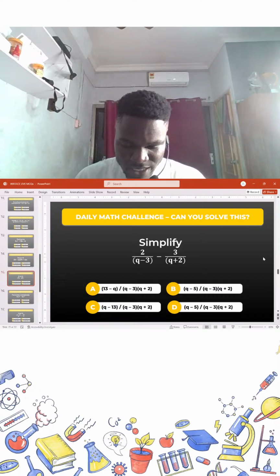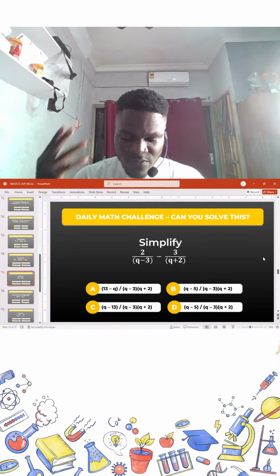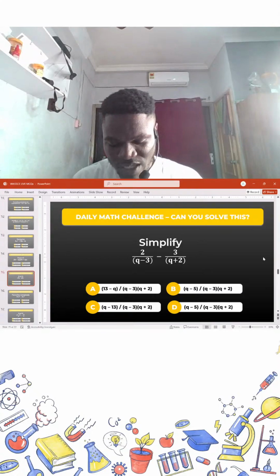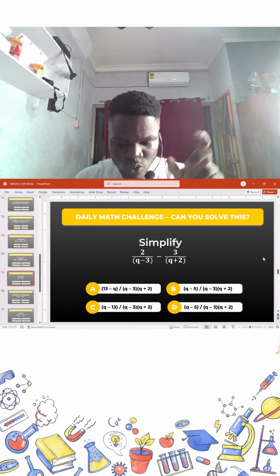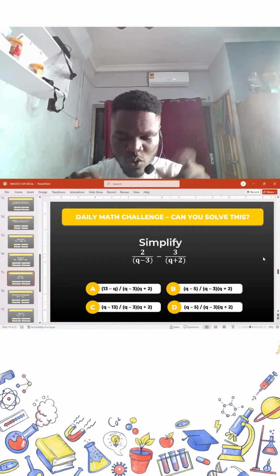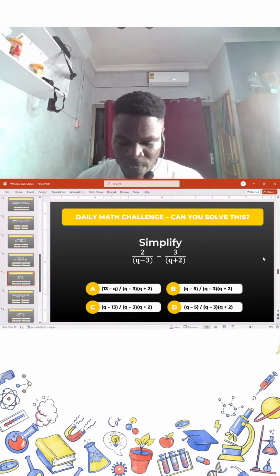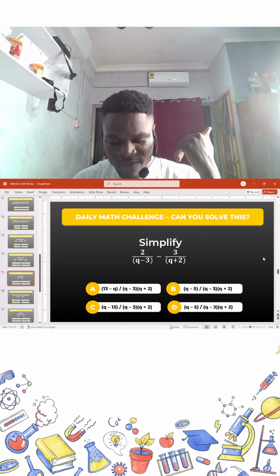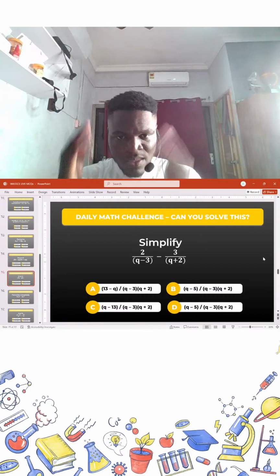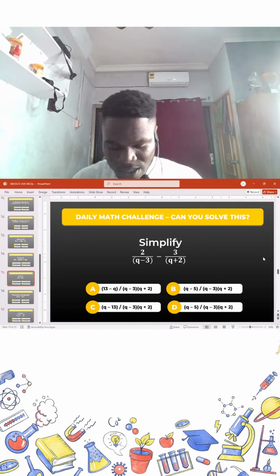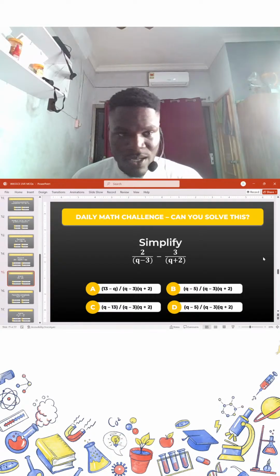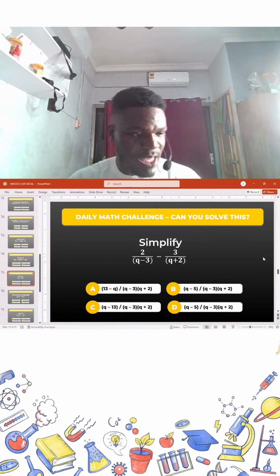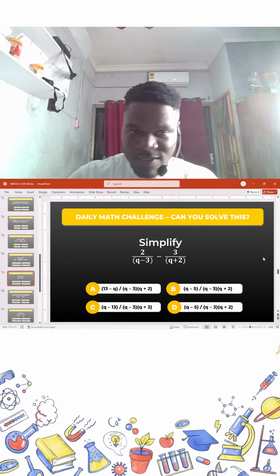Now, if you expand that bracket, you're going to get 2q plus 4 minus 3q plus 9. That is what you get after you expand that. And if you look at it, we have 2q minus 3q. So 2q minus 3q gives us negative q. And then 4 plus 9 will give us 13. So if you rearrange that, you're going to have 13 minus q basically at the numerator. And then at the denominator, you have q minus 3 and then q plus 2. And that will give us our answer over here as option A. So that is our correct answer.